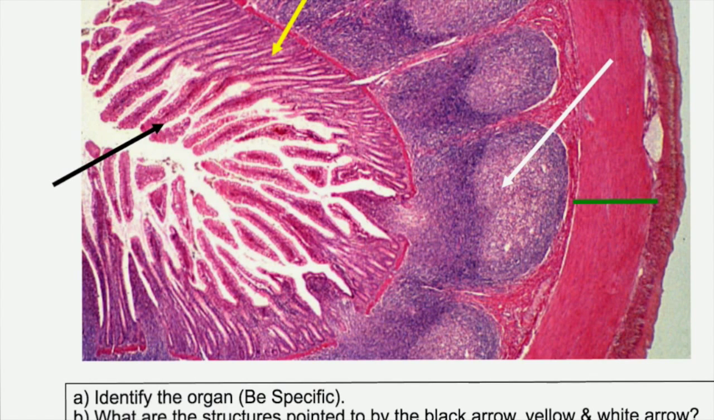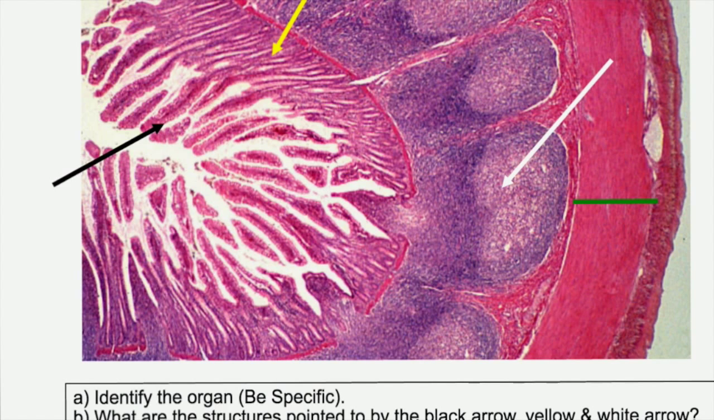Identify the organ, be specific. It is the ileum. Why? Of course, because of the presence of these lymphatic nodules, Peyer's patches. Number B, what are the structures pointed to by the black arrow? These are the villi. Yellow, these are the crypts. White, these are the Peyer's patches.